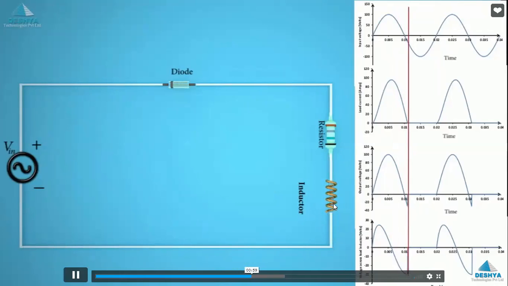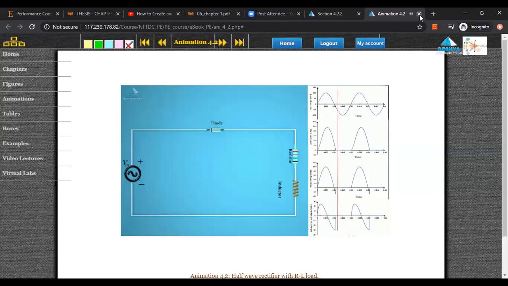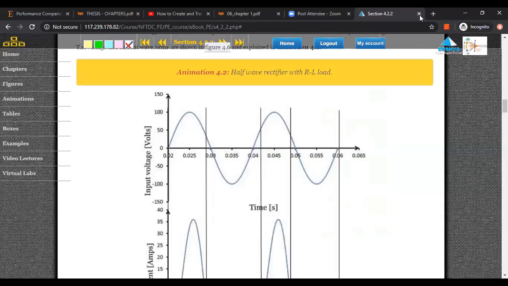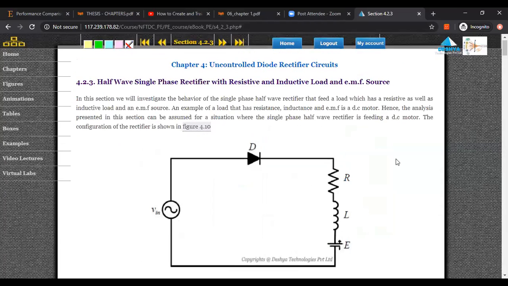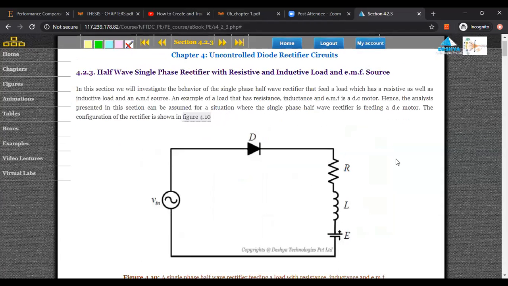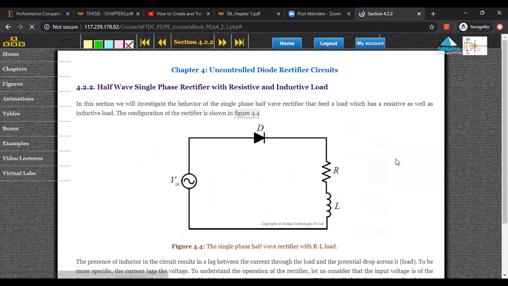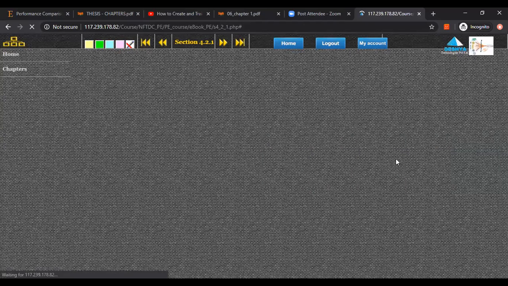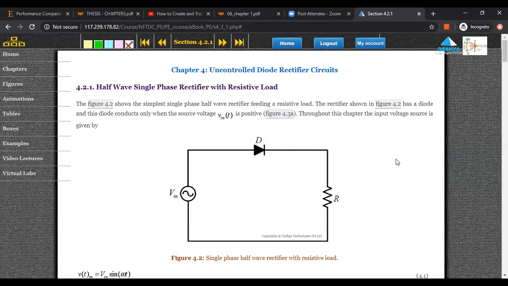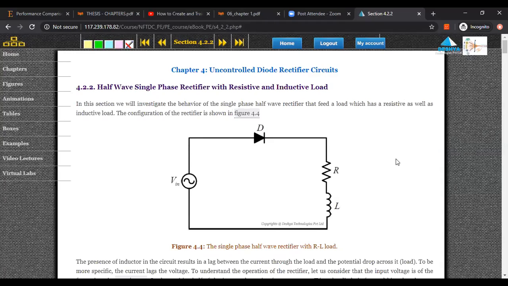So this is for the RL load we saw yesterday. And now, if anybody till here has any issues, please let me know. Then we have the RLE load for today's discussion. We just discussed those two circuits in the last class: the half-wave single phase rectifier with resistive load, and with resistive and inductive load. We did the analysis, saw the waveforms, everything in detail.